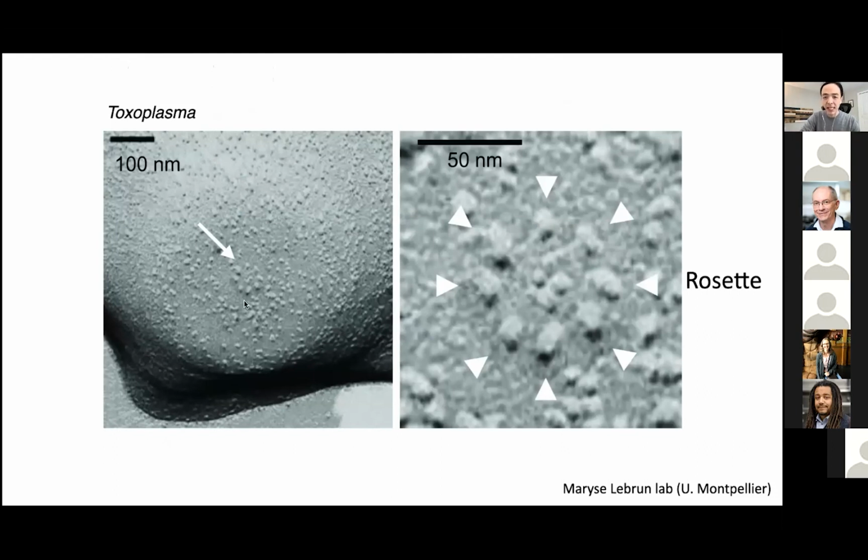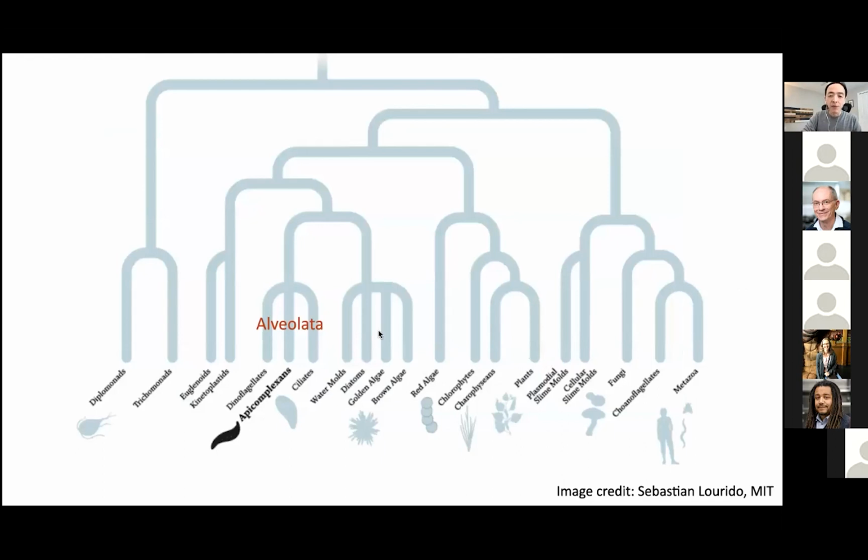They can see this rosette structure, just like what we saw of the surface view of the RSA by Cryo-ET. But this image reminds them of what has been reported before in cilia. If we look at the tree of life, Apicomplexa is part of a big phylum called Alveolata. Inside this big phylum, there are ciliates.